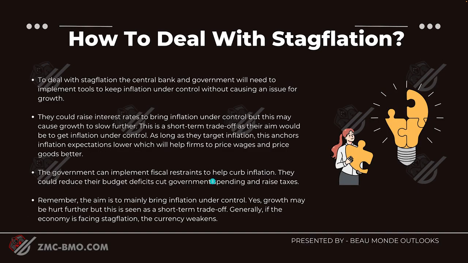So how do you deal with stagflation? To deal with stagflation, the central bank and government will need to implement tools to keep inflation under control without causing an issue for growth. They could raise interest rates to bring inflation under control, but this will cause growth to slow further. The central bank or the government will see this as a short-term trade-off. So they'll be like, okay, yes, we know when we raise interest rates, that's generally going to slow growth anyway, but they're going to see it as a short-term thing. They'd rather get inflation under control.